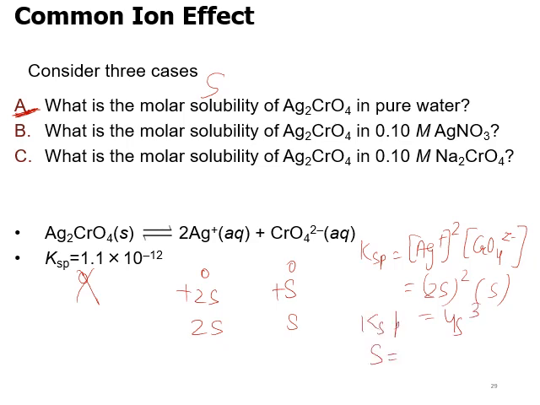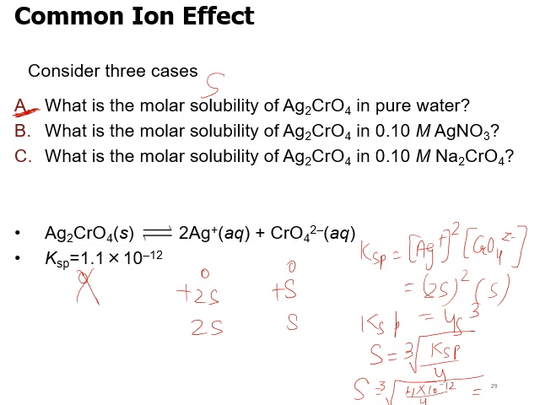So what is s? s is going to be the cube root of Ksp divided by 4. Simple. We've done this question way too many times now. So from here we can solve for s. We know the value of Ksp, so it's going to be the cube root of 1.1 times 10 raised to power minus 12 over 4, and that would give you a final answer. Okay, easy. That is when we are talking about Ksp of this salt in pure water.